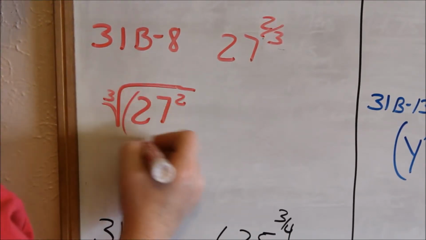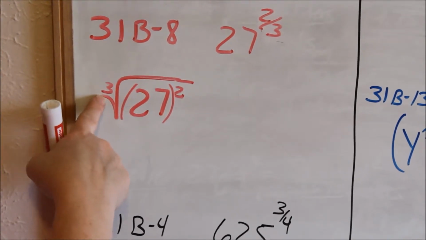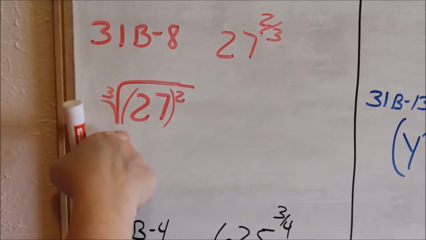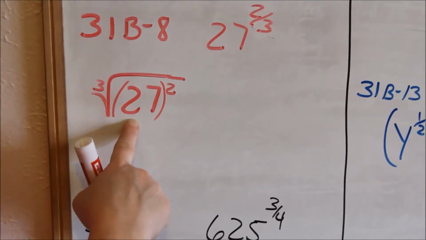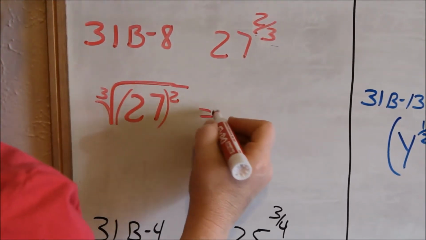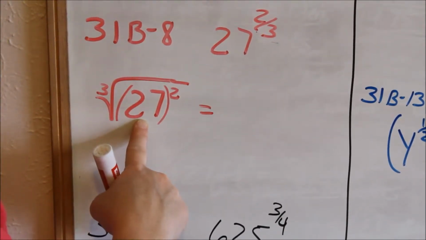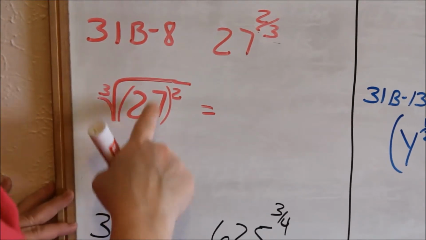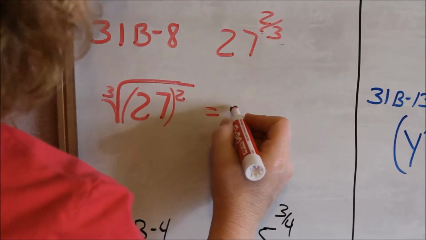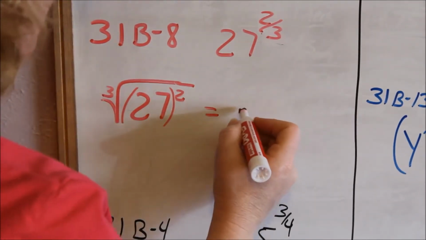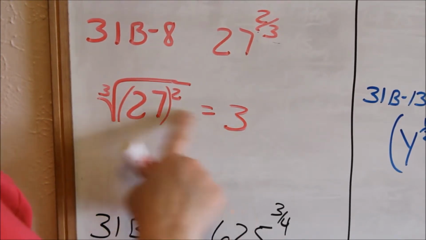Okay, I can do it like this. I usually do the root first. You can square it and then do the cube root, but I like to do the root first. So I do the cube root of 27 first. And so I think, what times itself 3 times gives me 27? That would be 3. So the cube root of 27 is 3, because 3 times 3 is 9, times 3 is 27.